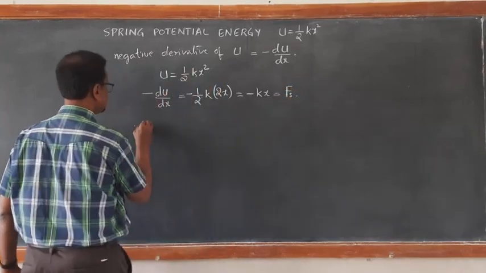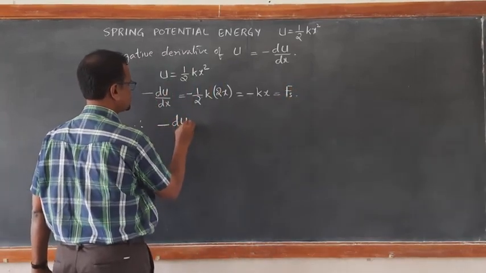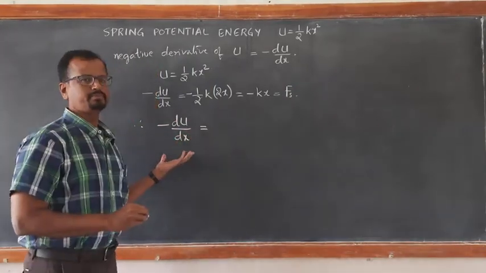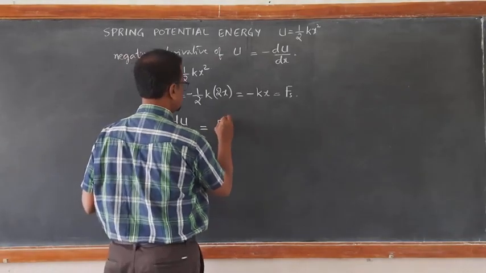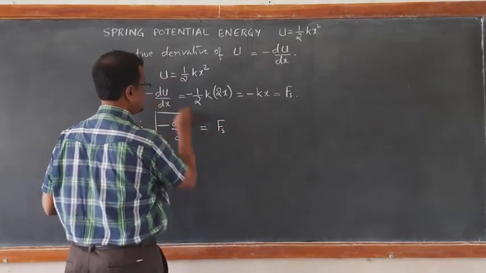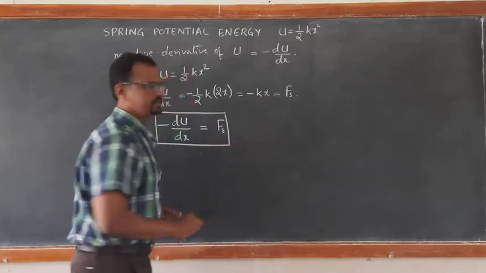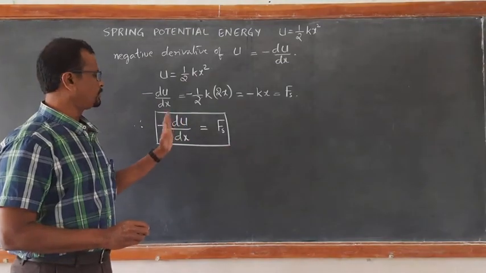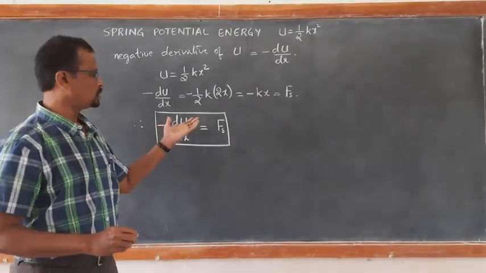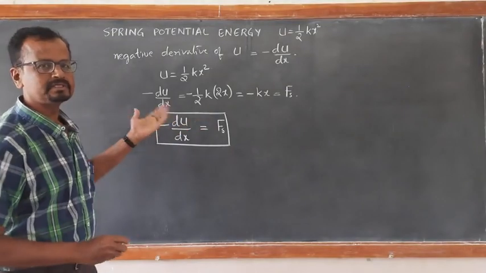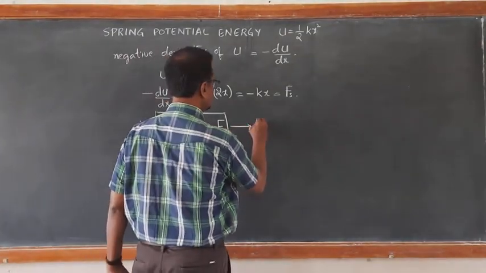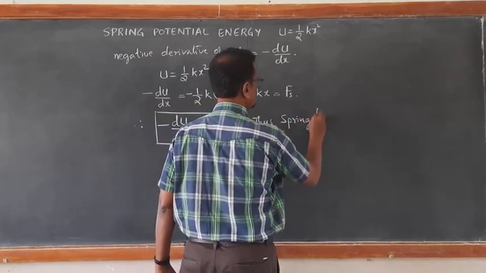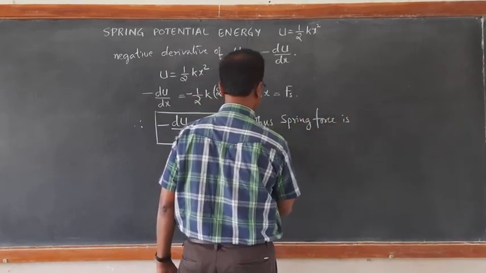Thus, the negative derivative of spring potential energy gives us the spring force. According to the definition of a conservative force, if the negative derivative of potential energy is equal to the force, then that force is definitely a conservative force. Thus, the spring force is a conservative force.